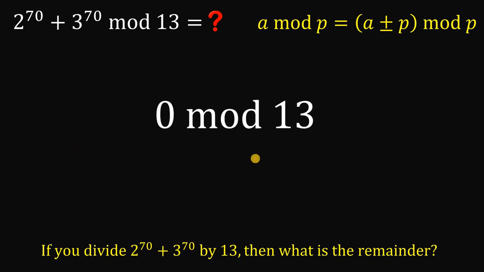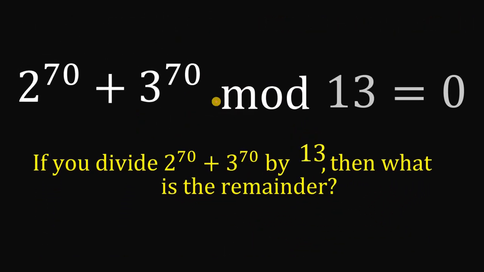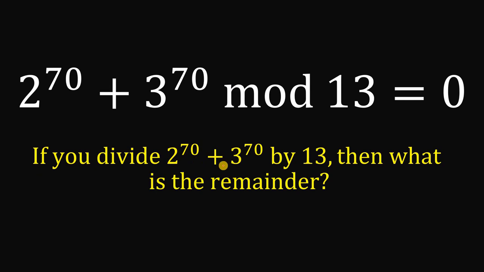It follows that the remainder, when we divide 2 raised to 70 plus 3 raised to 70 by 13, is just 0. Or this number is completely divisible by 13. Therefore, our answer to this question, if you divide 2 raised to 70 plus 3 raised to 70 by 13, then the remainder must be equal to 0. And as always, we are done.